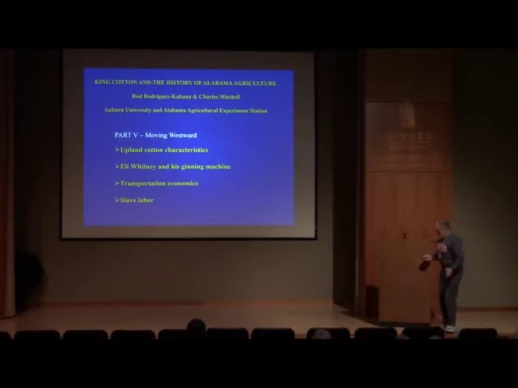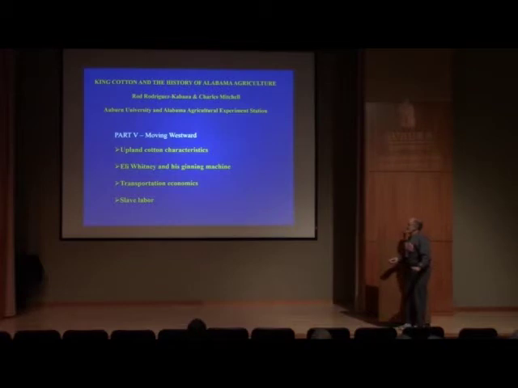Okay. I thought we can go through this fairly fast. Are you hearing me? Okay. All right. And we'll get into what we call part 5, and that is moving westward. And they will repeat some of what Charlie's already presented. So we will look at upland cotton characteristics. Okay. Eli Whitney, of course. Transportation economics, and a little bit more on the slave labor.